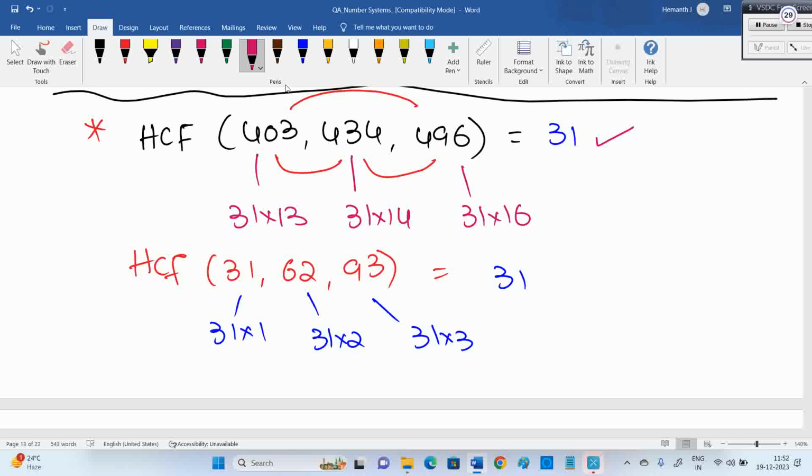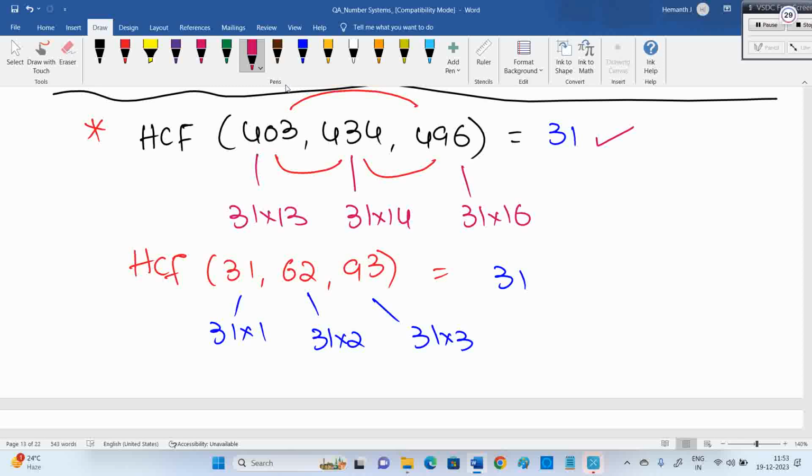You take the difference between the numbers and calculate the HCF. That might be the HCF for the given numbers. Sir, why are you saying maybe? You have to check. If I am not able to write every number as a multiple of 31, then the HCF cannot be 31. Because what is HCF? The given numbers must be divided by the answer.